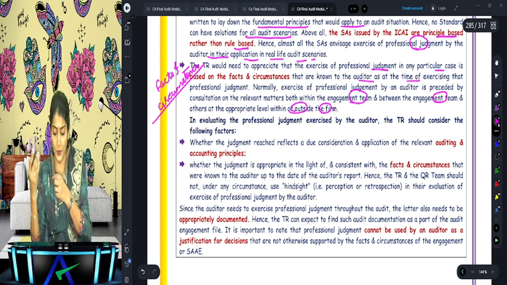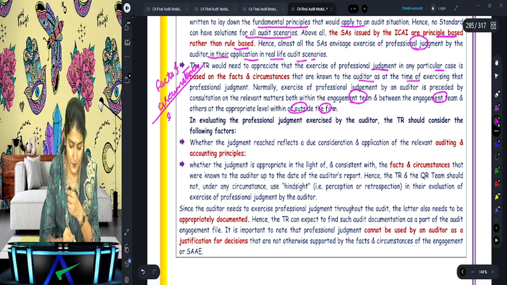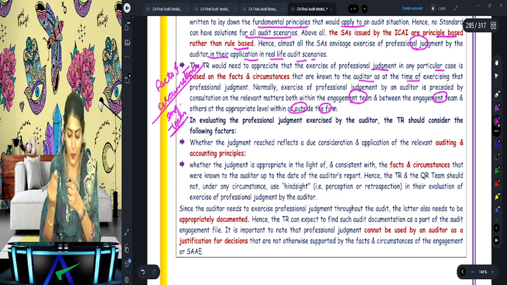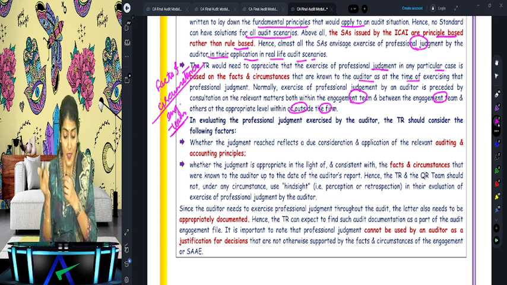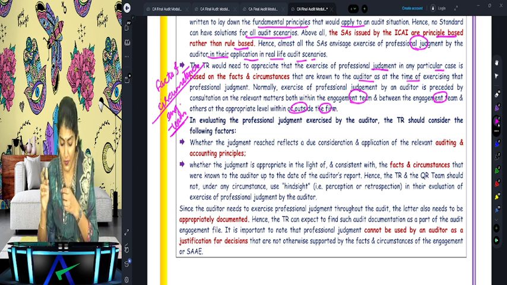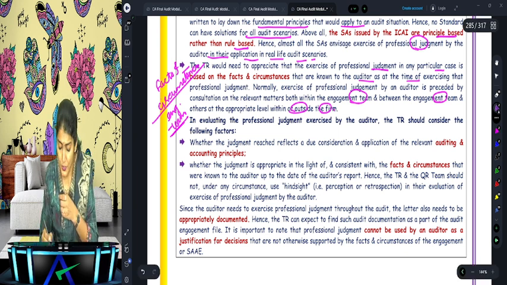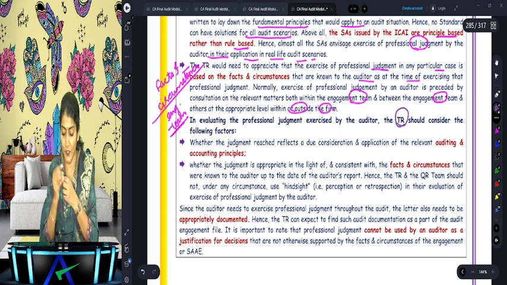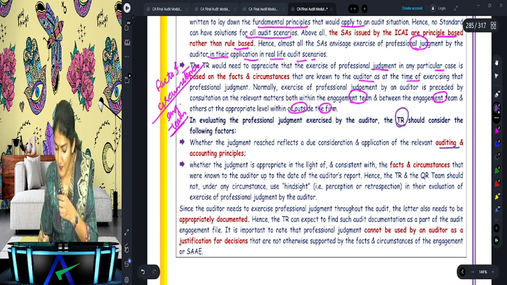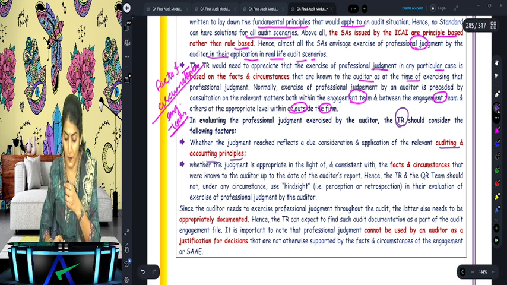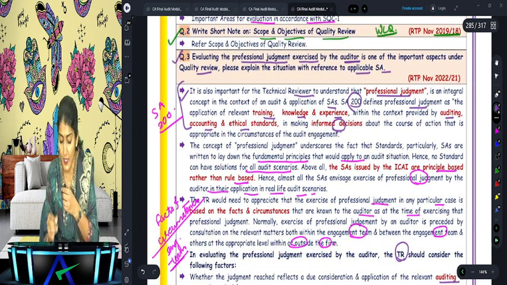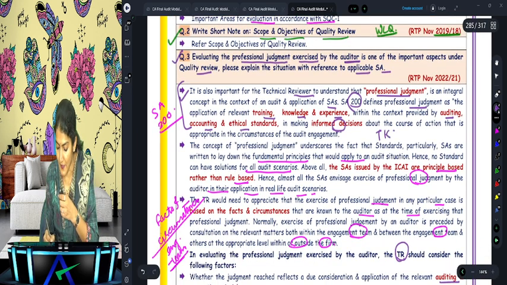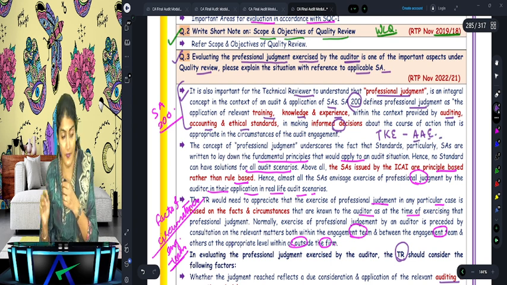Right, so it says you need to take the professional judgment based on the discussion with the members of the engagement team and, if required, also the experts. Then, in evaluating the professional judgment exercised by the auditor, the technical reviewer should consider the following factors. What should he consider? Whether they have considered the auditing and accounting principles, because what did we say in the definition? Training, knowledge and experience within the context provided by the auditing, accounting and ethical standards.